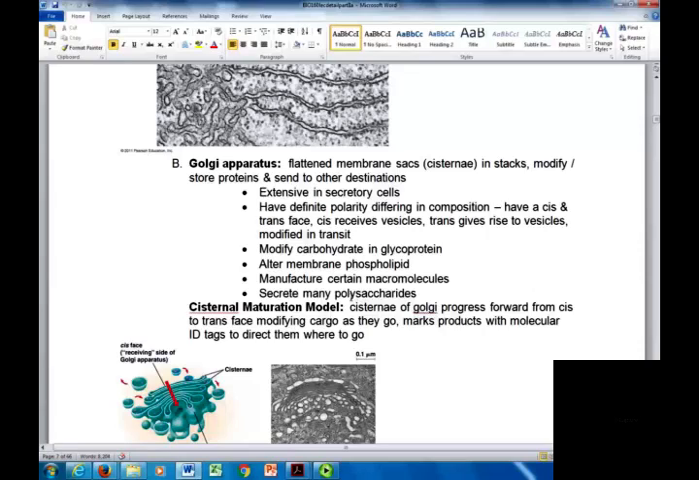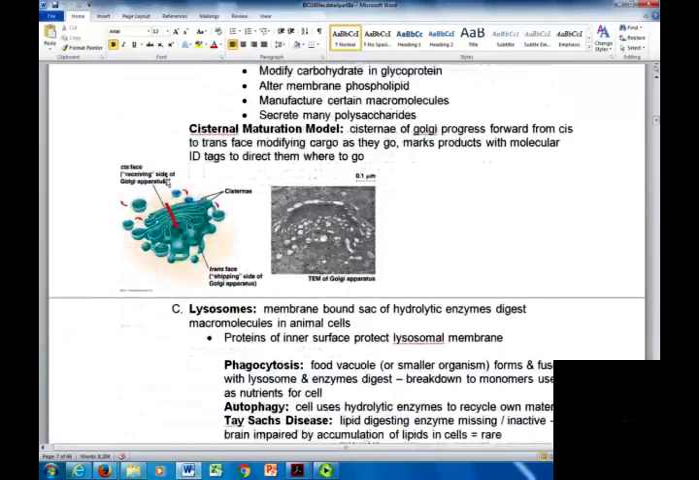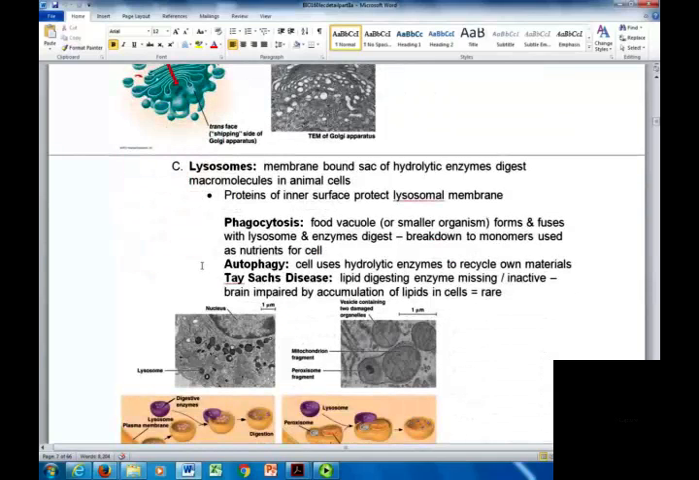So the fact that things come in on the cis phase and exit out the trans phase, we call it the cisternal maturation model. And that it's going to modify the cargo as it goes. It marks its products with molecular ID tags so the cell knows where to send things. Here we're just seeing something come in through the cis phase and exit through the trans phase of a Golgi apparatus.